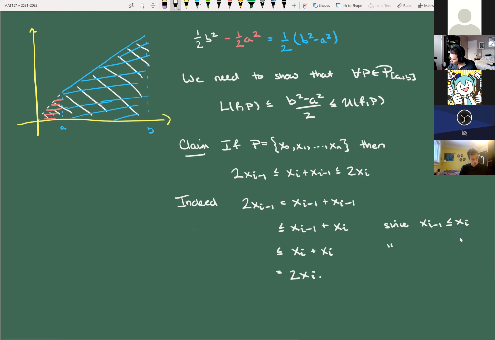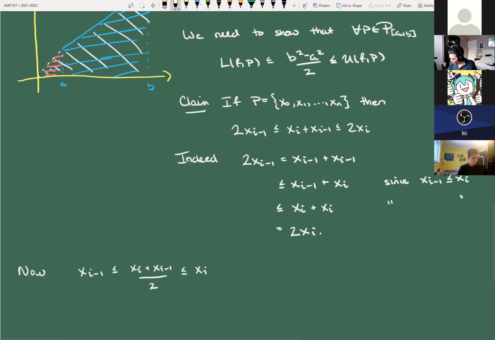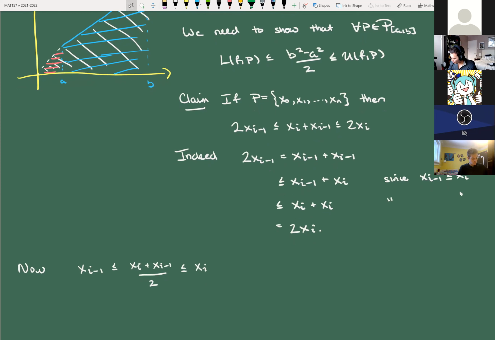Okay. So the reason I want to use this is the following. What that means is I have x_{i-1} less than or equal to (x_i plus x_{i-1}) divided by 2. Basically, I've just divided both sides by 2 here. Okay, and all right, so we're starting to see that half come in, right? That half that we know needs to show up in b squared minus a squared over 2.